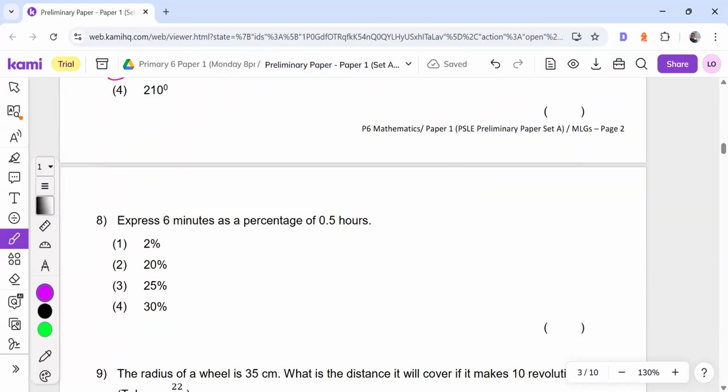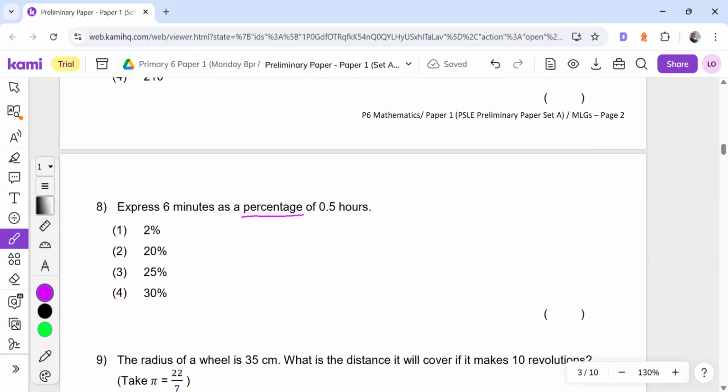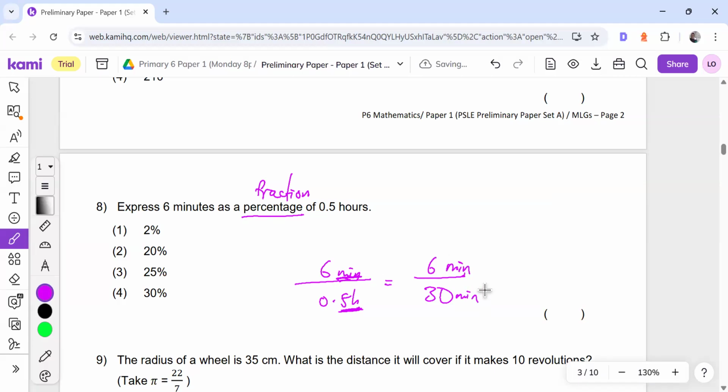Question number 8. To get your percentage, you must get your fraction first. So express 6 minutes as a fraction of 0.5 hour. Now, you can't get your fraction yet because the units are not the same. When you do math, you must always make sure the units are the same. Should we change 6 minutes to hours, or change the hour to minutes, which is better? 0.5 hour is half an hour, which is 30 minutes. So make sure when you do math, all the units are the same.